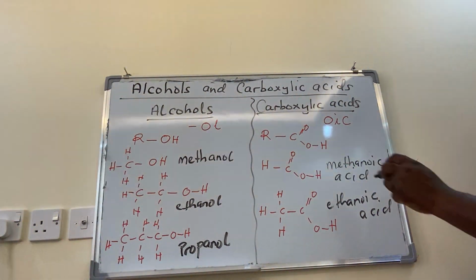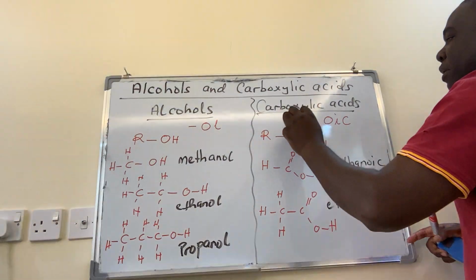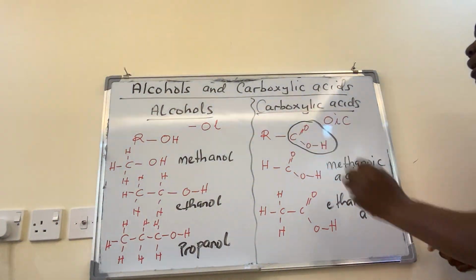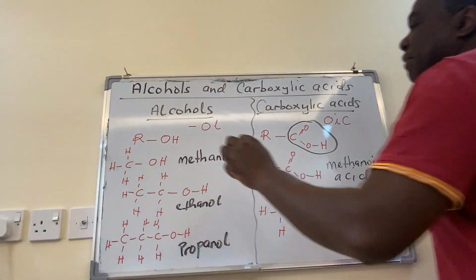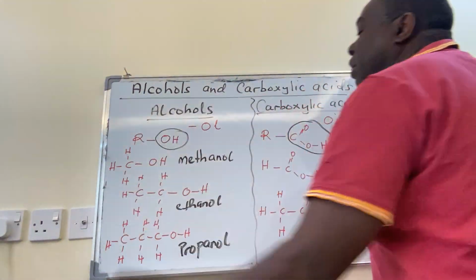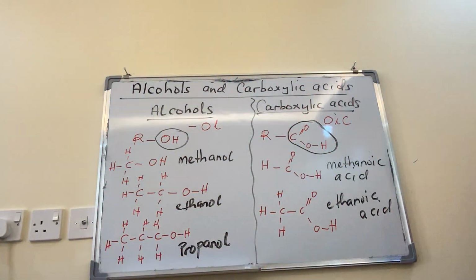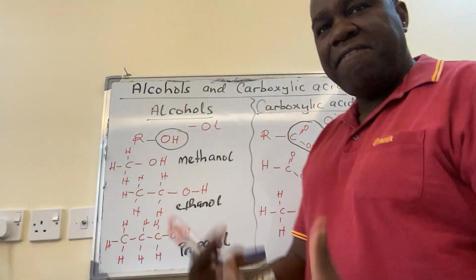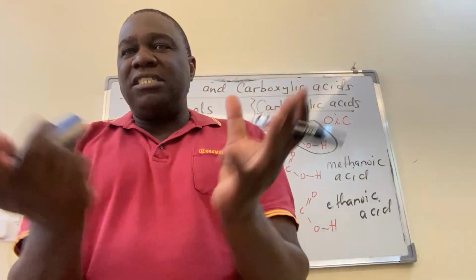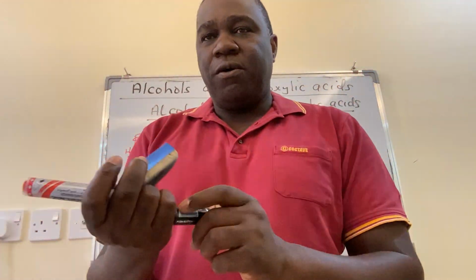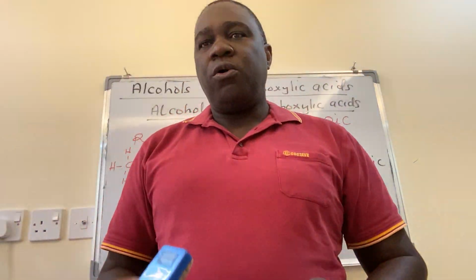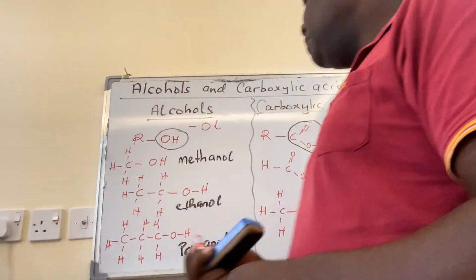I want you to notice one thing here. The functional group for carboxylic acid is what I'm circling. The functional group for alcohols is what I've put in the circle there. Whenever you say functional group, you're looking at the reactive part, the reactive center of an organic molecule, and that's where all the chemical reactions will be taking place.